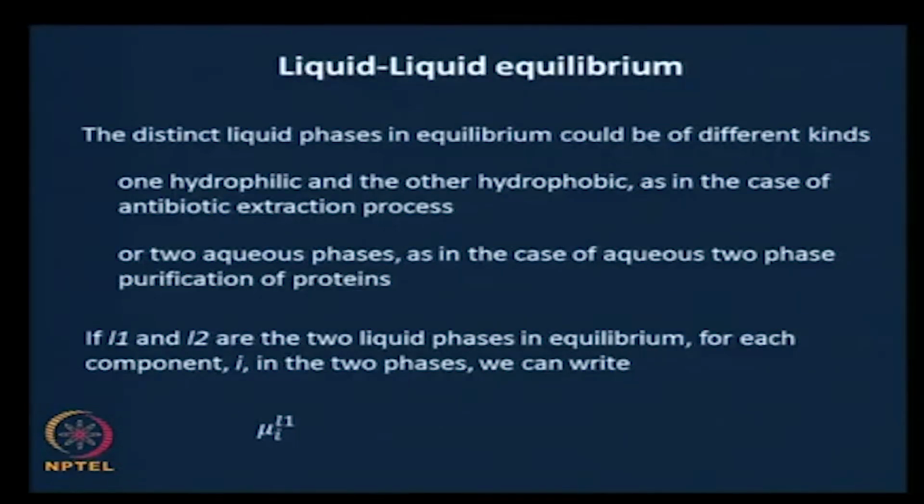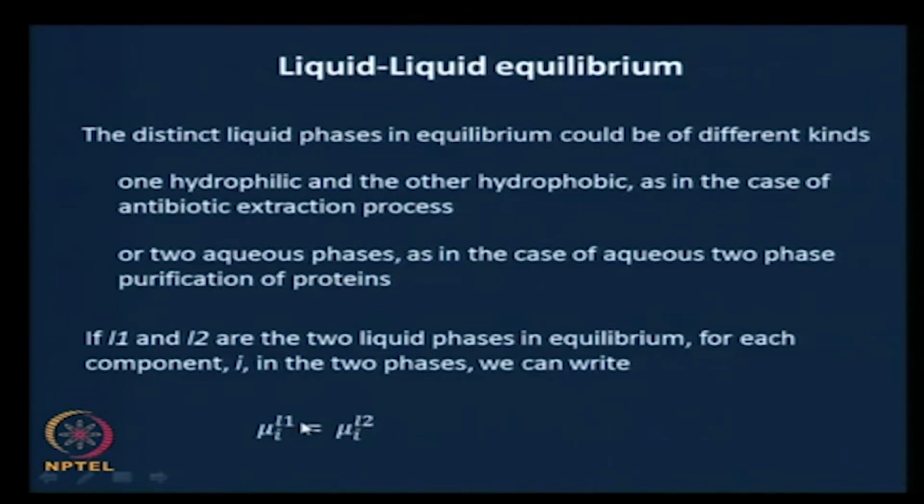Okay, you would have found it easy to write the condition for equilibrium, which is nothing but the equality of chemical potentials. We are of course going to take the conditions of temperature equality and pressure equality as a given, so we do not have to write them explicitly here. Here mu I in the L1 phase must equal mu I in the L2 phase. I is the component which is distributing between the two liquid phases L1 and L2.